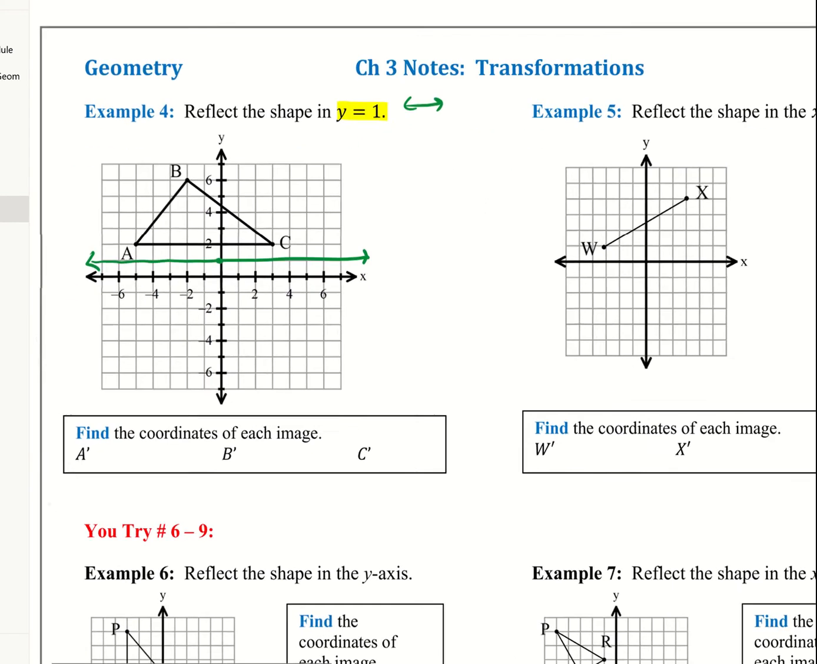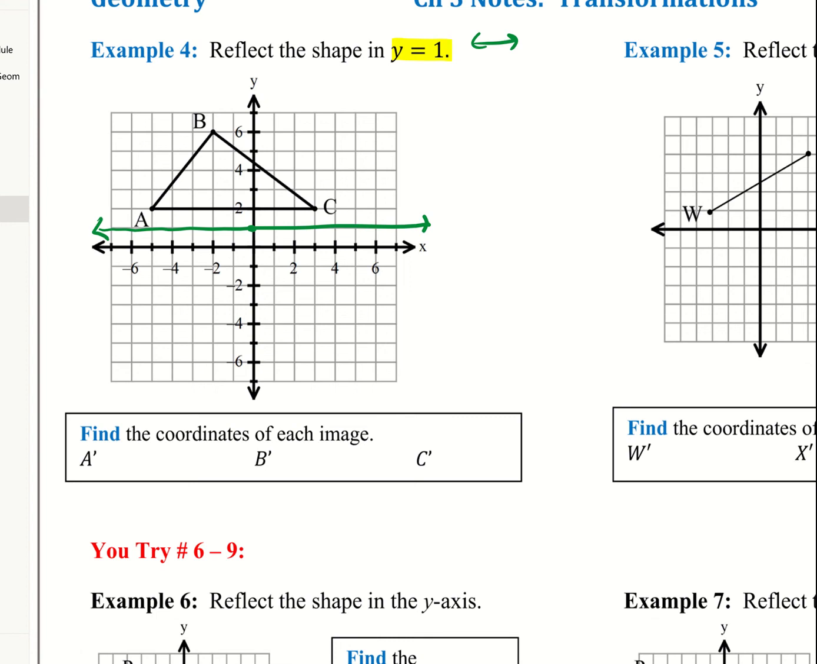And now I'm going to draw in the image here. A is 1 unit above this, so A prime would be 1 unit below my green line. Not reflecting over the axis this time. B is 1, 2, 3, 4, 5 units above the green line, so it would be 1, 2, 3, 4, 5 units below the green line for B prime. C is 1 unit above, C prime will be 1 unit below, and then I can draw in my triangle. The last thing I would need to do on this problem is list the coordinates of the image.